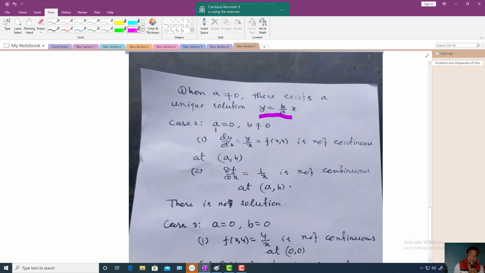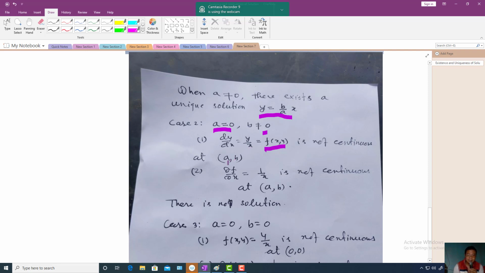Now let us see when a is equal to 0 but b is not equal to 0. In that situation, dy by dx is equal to y by x, and this is your right hand side function f of x, y. So when x is equal to 0, or a is equal to 0, this is not continuous. Something divided by 0 is undefined in mathematics, so it is not continuous.